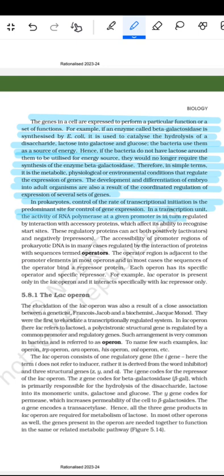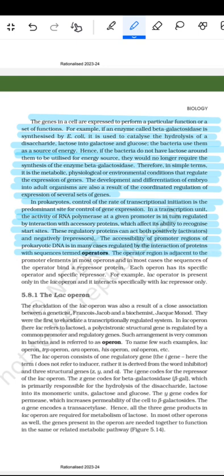The activity of the RNA polymerase at a given promoter is in turn regulated by interaction with accessory proteins, which affect its ability to recognize start sites. These regulatory proteins can act both positively as activators and negatively as repressors. The accessibility of the promoter regions of the prokaryotic DNA is in many cases regulated by the interaction of proteins with sequences called operators.